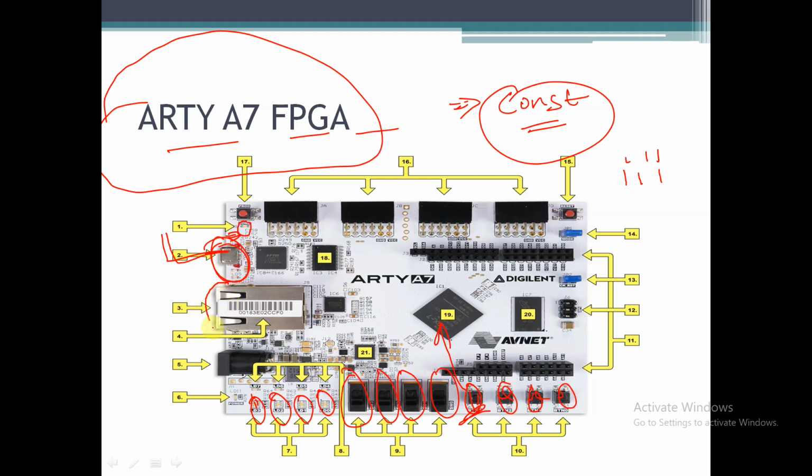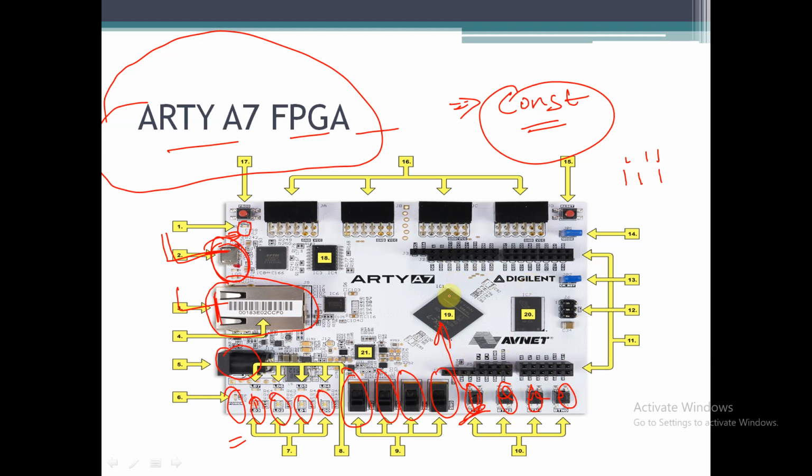And this is the Ethernet port connection. You can connect your Ethernet, and this is for power supply. And the sixth one is used to indicate the power supply, like if you have connected the USB port, whether the board has power connection or not. And these are LEDs, which you can program, these are slide switches, and these are push buttons.